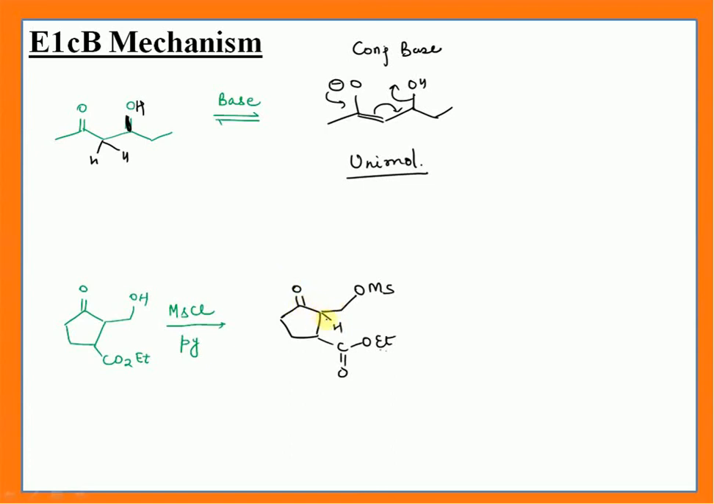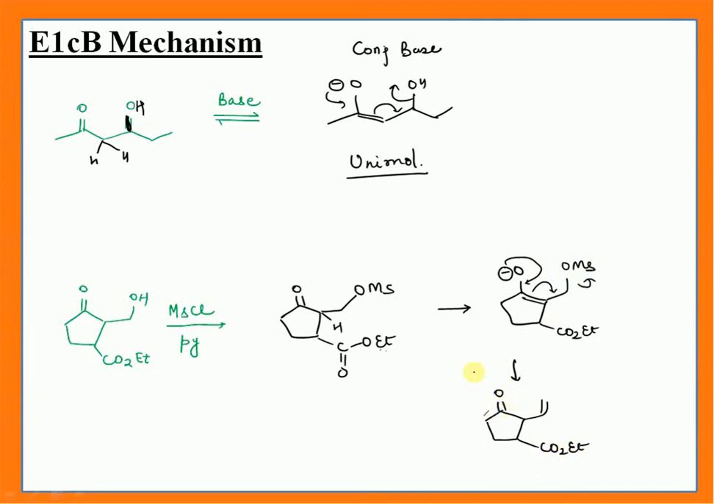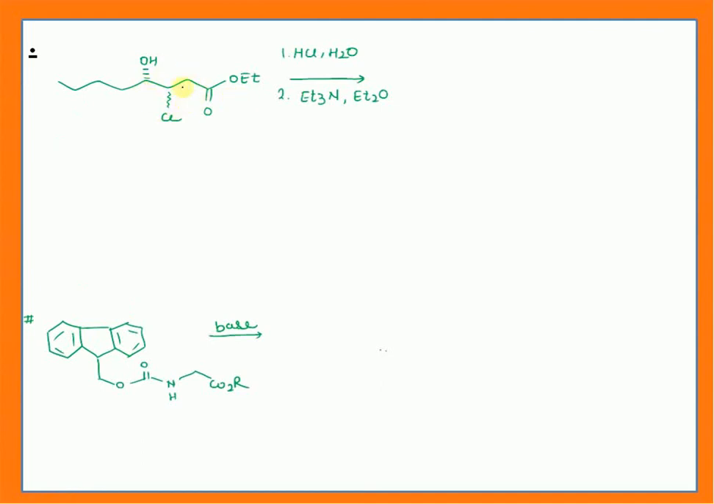right? Alpha position to this carbonyl, it is removed, and when it is removed, we will get a enolate first. In next step, this charge will come back, this bond will shift here, and this mesylate group will be removed. So this will be the product. So for E1CV mechanism, you need carbonyl groups. Next we take one more example.